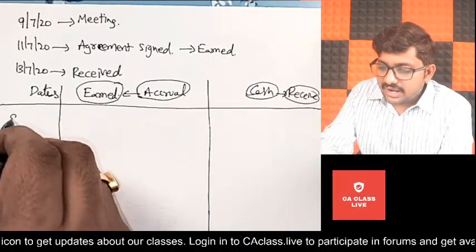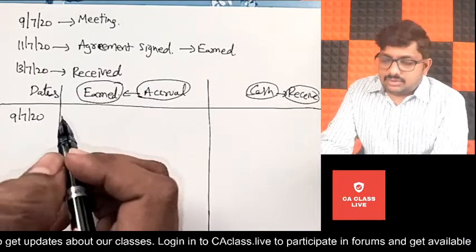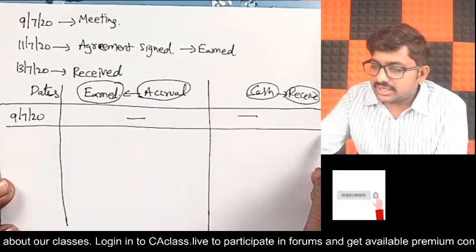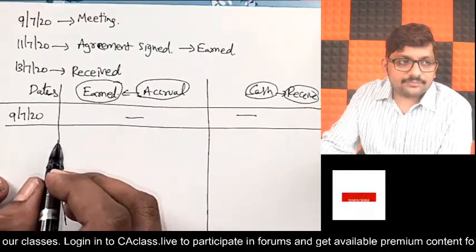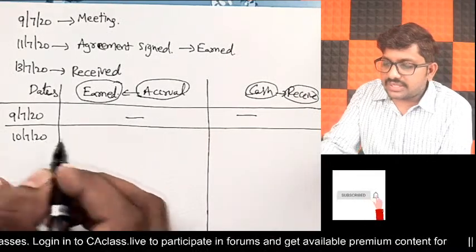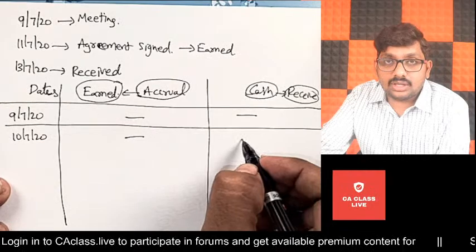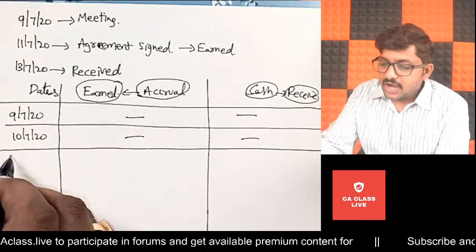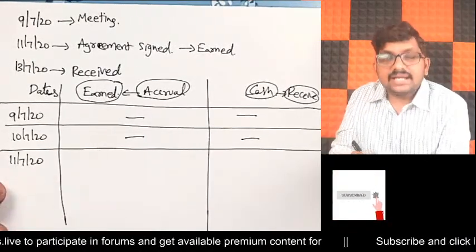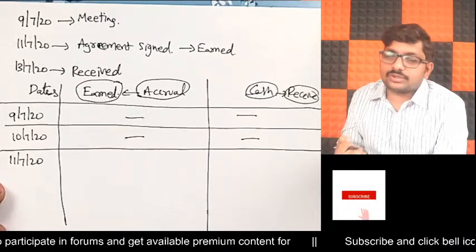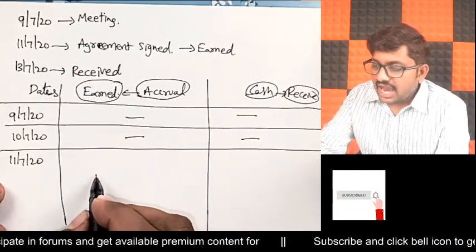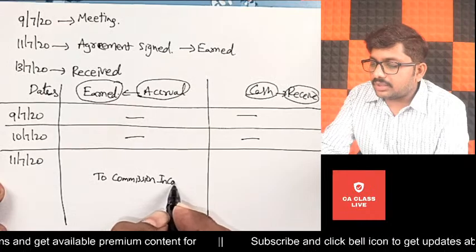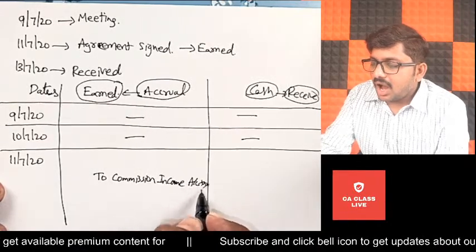Tell me, my dear friends, on 9/7/2020, did you earn? No, sir. Did you receive? No. So no journal entry on that date. Now coming to 10th July 2020, did you earn? No, sir. Did you receive? No, sir. Nothing has happened. Next, on 11th July 2020, did you earn? Yes, sir. I have earned it. I have the right to take the money, sir. Okay, no problem. So I will recognize my income in the commission income account, as on that date.